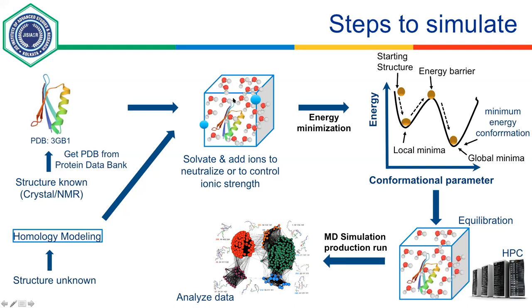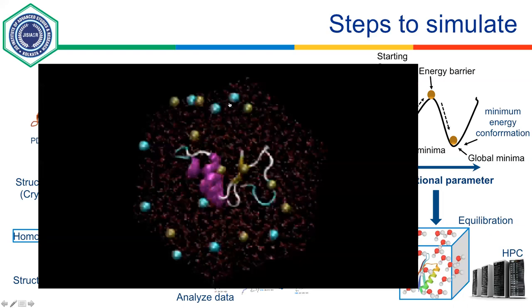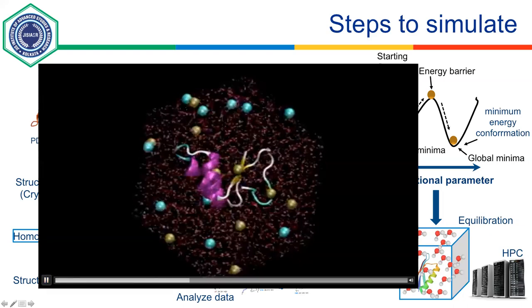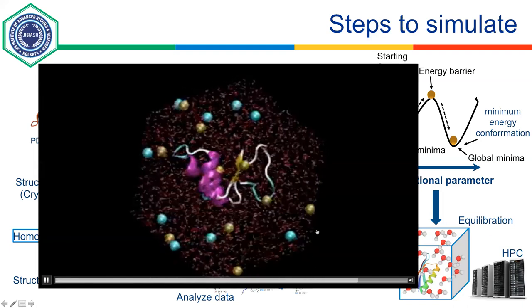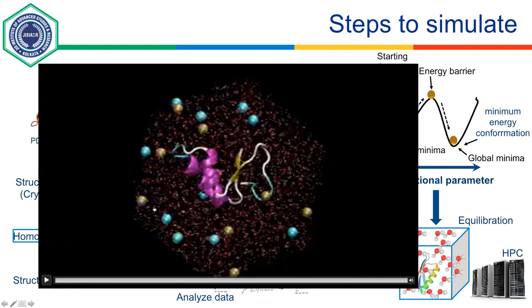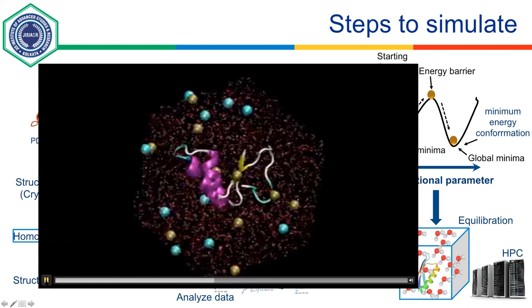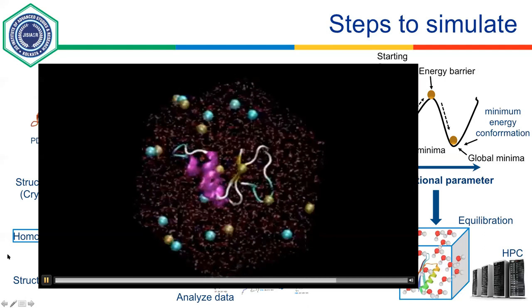Okay, let's see a movie. It's movie time. So when I dissolve my protein along with the ions to maintain either the ionic strength or the pH, or if I want to neutralize our system, it should look like this. Let's see.